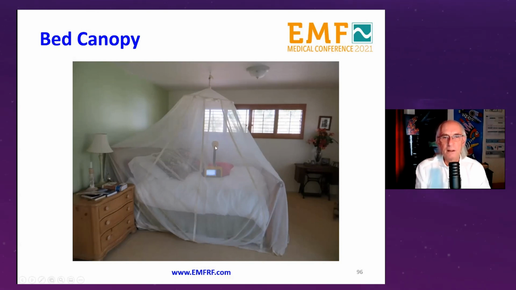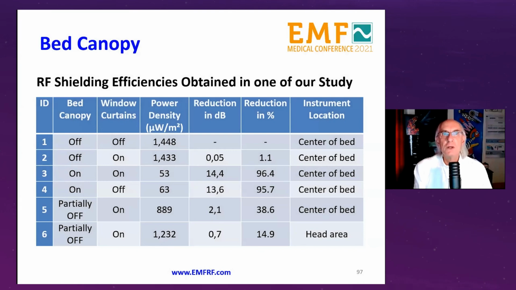So here's a spectrum analyzer. We're measuring in the center of the bed. The lady actually had also a curtain. Here's a window, a curtain with the same material here. And so we're just measuring and comparing. So what do we see?